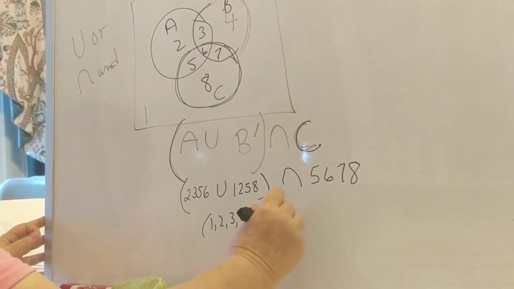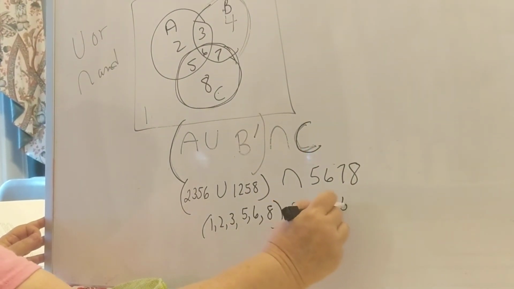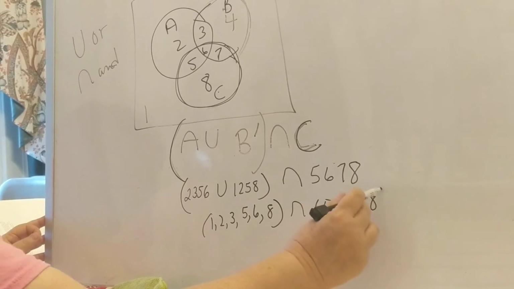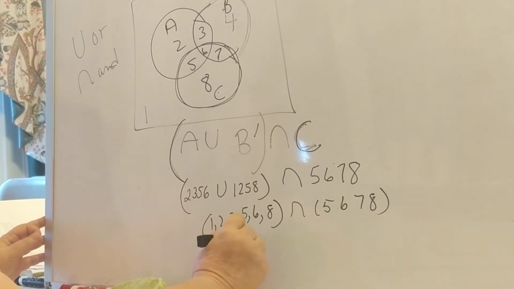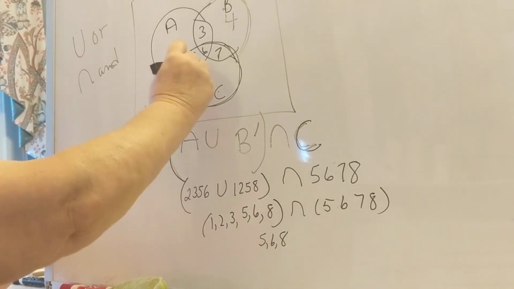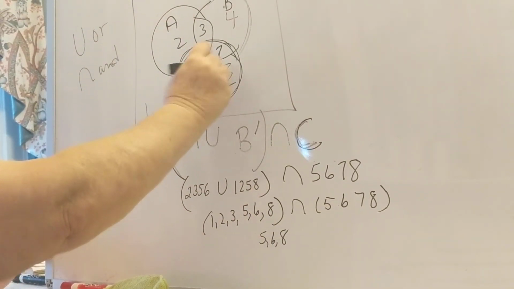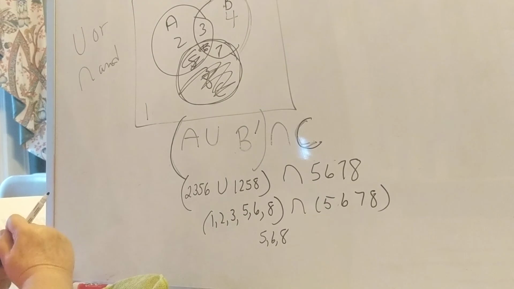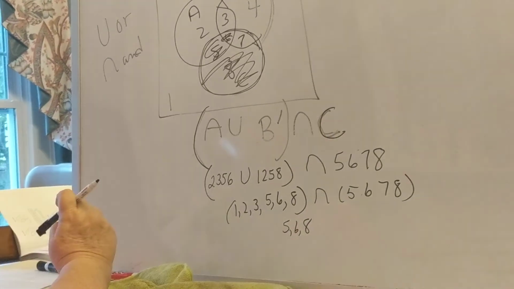Alright, what do these have in common? They both have a 5, 6, and 8. So our answer is this, and I do not believe that's the same answer we just got before.